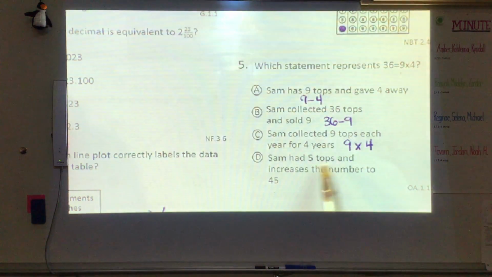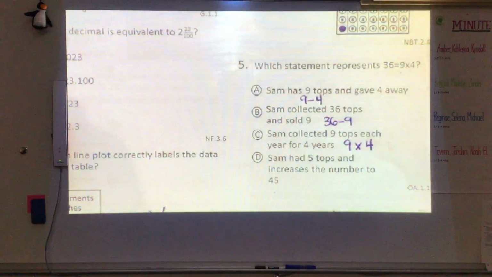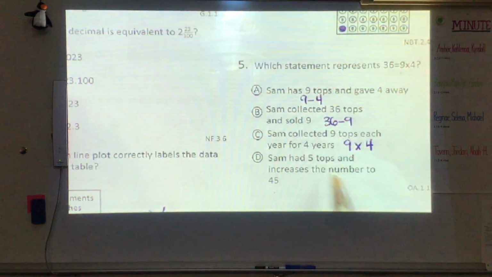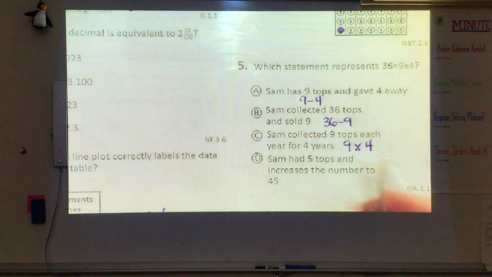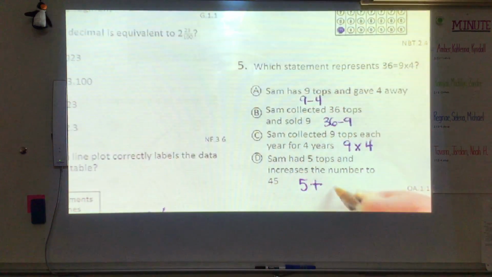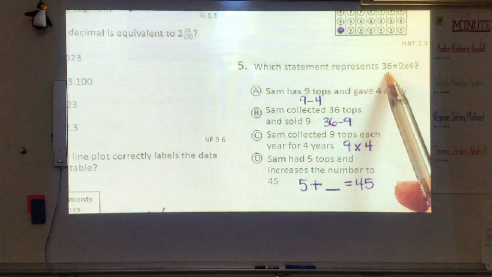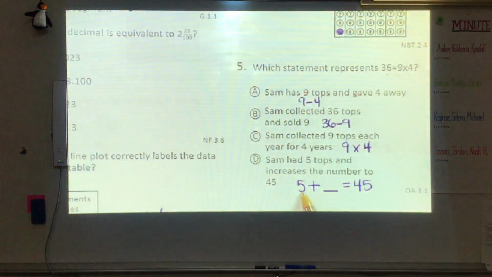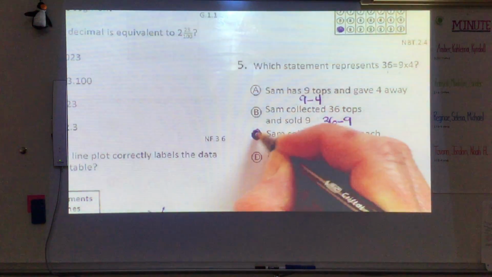Okay. So Sam had 5 tops and increases the number to 45. Well, that would be like 5 times 9, right? Well, we had 5 and increased the number to 45. So he would have to increase it by adding some. We don't know how much he added. Well, but we know in the end he had 45, which isn't even in our problem to start. So we already said we knew it, but we wanted to double check ourselves.